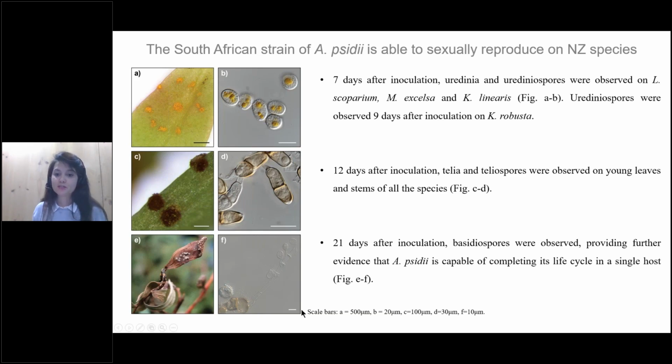By 12 days after inoculation, teliospores were developing on all the species, with Kunzea robusta having the least amount. The teliospores are the brownish type of spores that you can see here on the picture, and they are the precursor of sexual recombination for Myrtle Rust. By 21 days after inoculation, basidiospores, which are the reproductive type of spores, were observed on some of the seedlings, providing further evidence that Myrtle Rust is able to complete its life cycle on a single host.